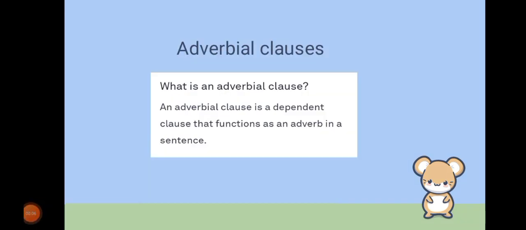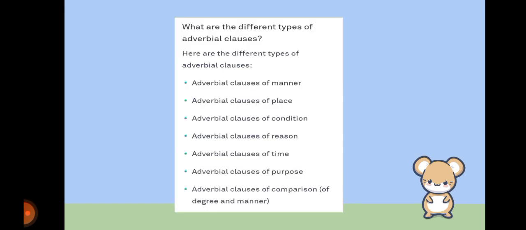Adverbial clauses. What is an adverbial clause? An adverbial clause is a dependent clause that functions as an adverb in a sentence. What are the different types of adverbial clauses? Here are the different types of clauses.